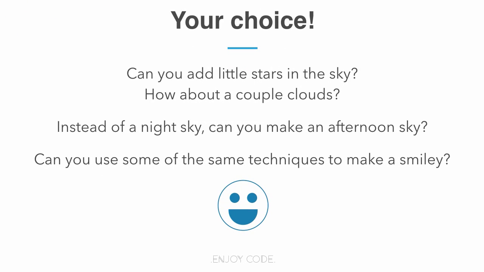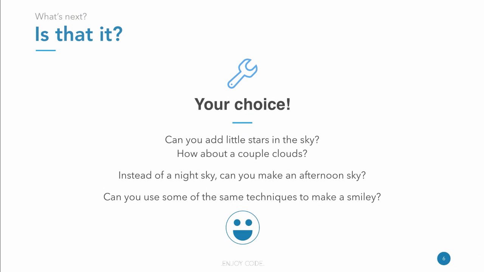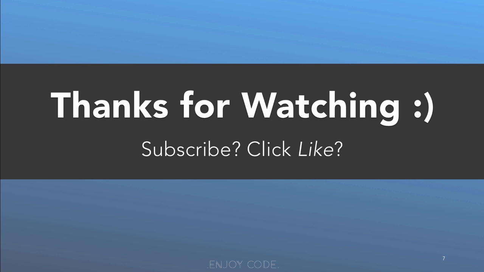So if we look at the smiley here, we have a circle with two circles on top of it, and then a crescent type shape, or a semicircle for the mouth. So how could you make that? Using some of those same ideas that we used to make the moon. In the next video, we'll make something a little more sophisticated.